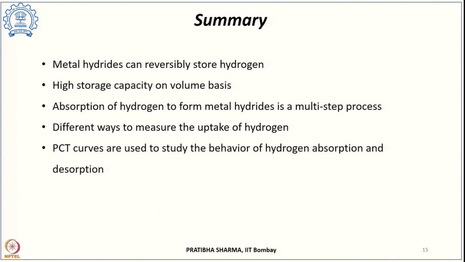To summarize what we have learned in this class, we have seen metal hydrides, a special class of material which can store hydrogen reversibly, and that is the biggest advantage of these materials. They show a high storage capacity on the volume basis, and hydrogen can absorb on these metal hydrides. We have also learned the different steps involved in absorption of hydrogen in these materials. We have seen that there are different ways in which we can measure the uptake of hydrogen, like the volumetric method, the gravimetric method, or TPD. Thereafter we can get the different PCT curves. The series of PCT curves we will see in the next class.